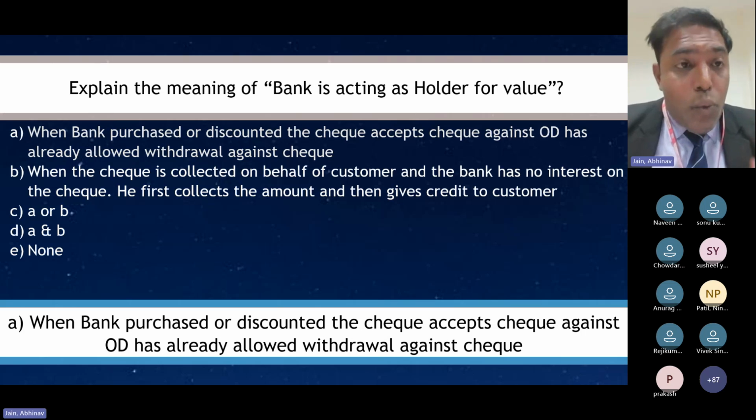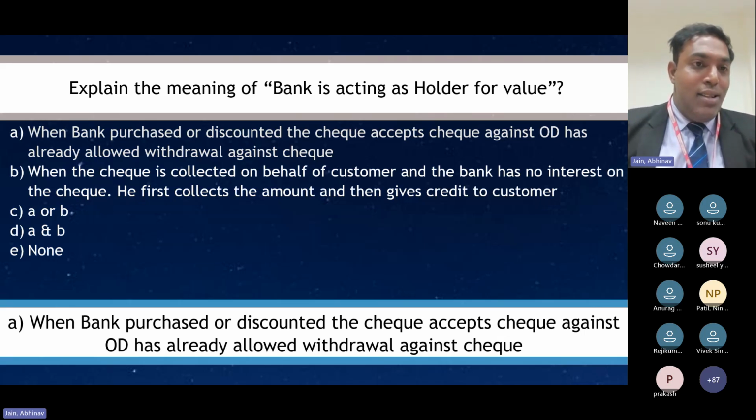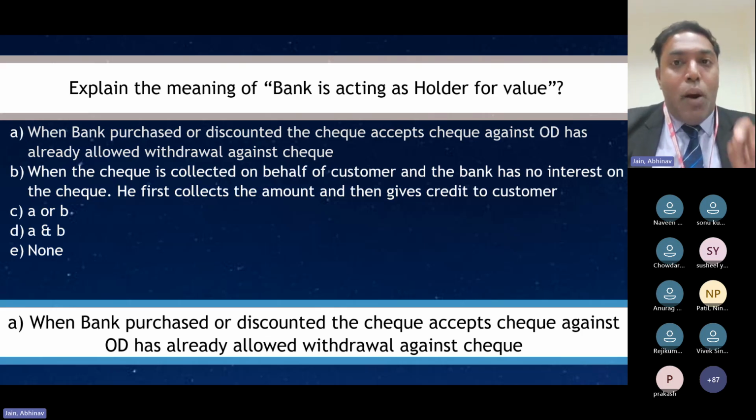Understand, please, very important. Why is B not the correct answer? Read the line in B again. When the check is collected on behalf of the customer and the bank has no interest in the check, it first collects the amount and then gives credit to the customer. Here the bank is acting as what? Agent. Please do remember, in point B the bank is acting as an agent, and in point A the bank is acting as holder for value.